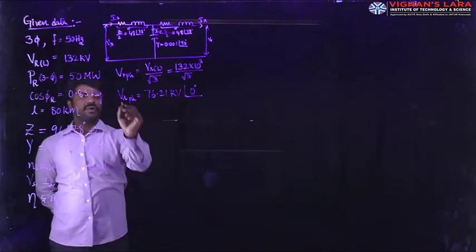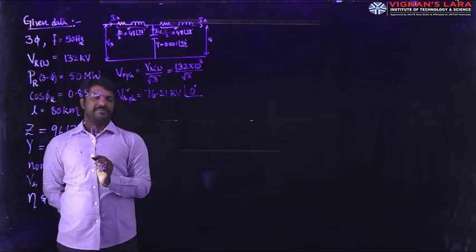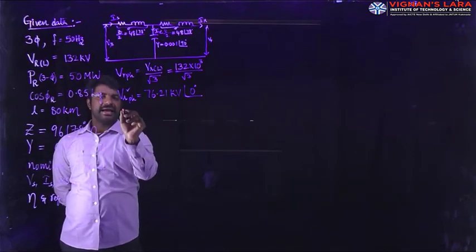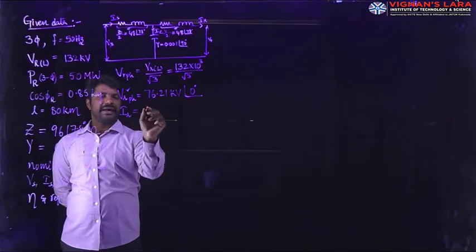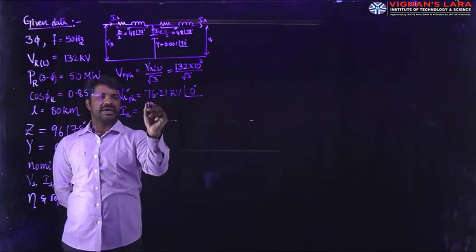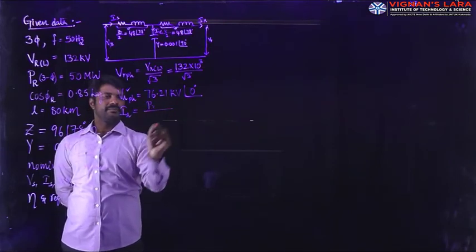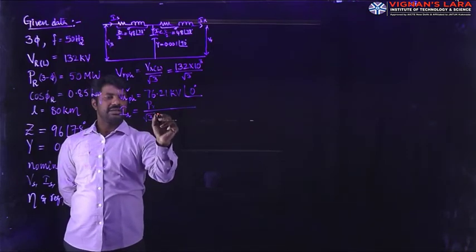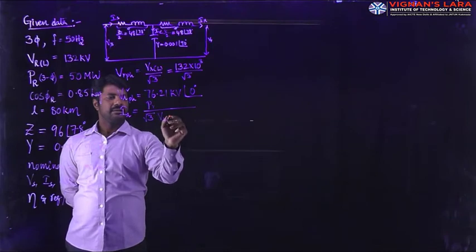With this known value of VR per phase, we can calculate IR. IR is equal to power PR, which is a three-phase value, divided by the three-phase formula, root 3 VR L cos phi.